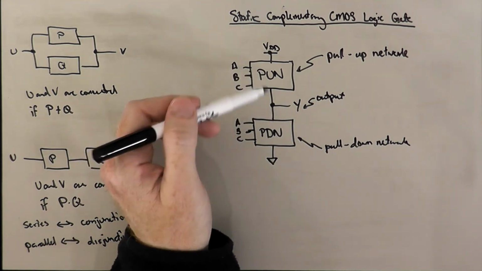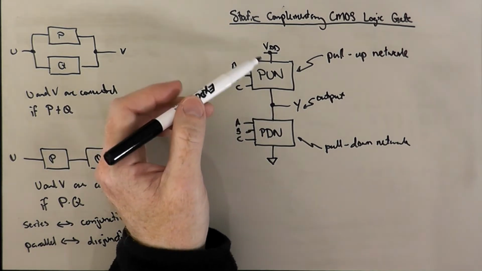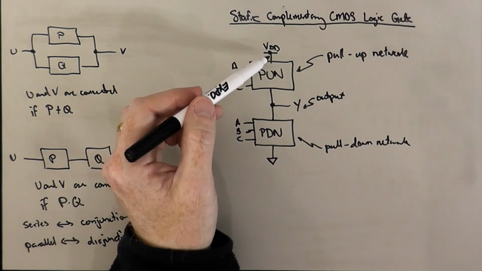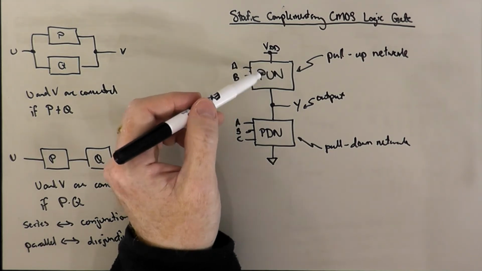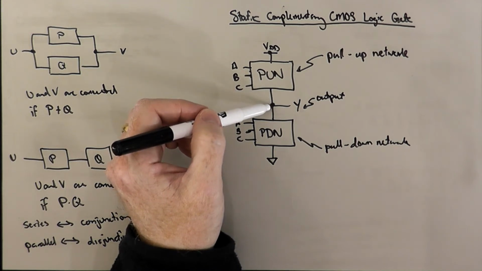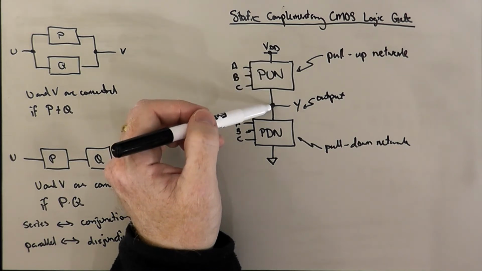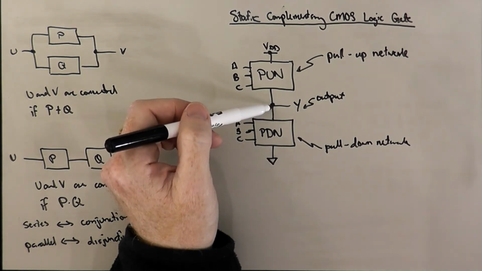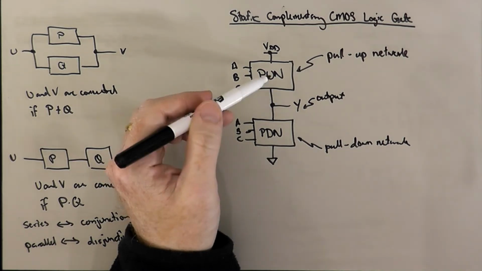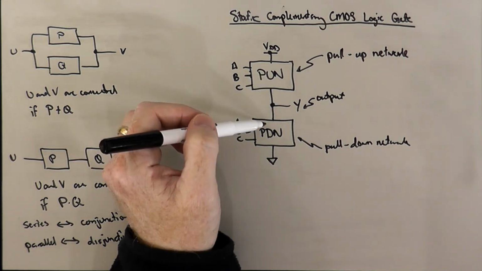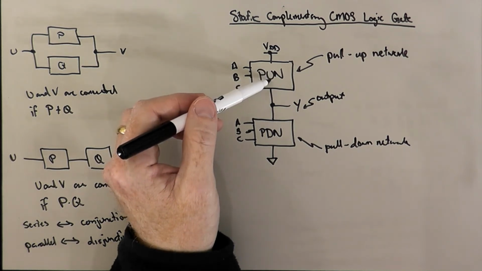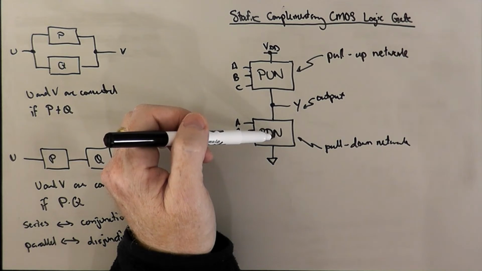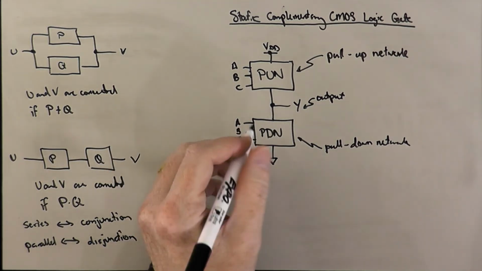Let's get the pull-up network and the pull-down network. The pull-up network, for obvious reasons, is called the pull-up network because its job in life is to pull the output of the gate up to VDD. The pull-down network's job in life is to pull the output of the gate down to ground. And so these networks are responsible for, respectively, producing a logic high on the output of the gate or producing a logic low on the output of the gate.